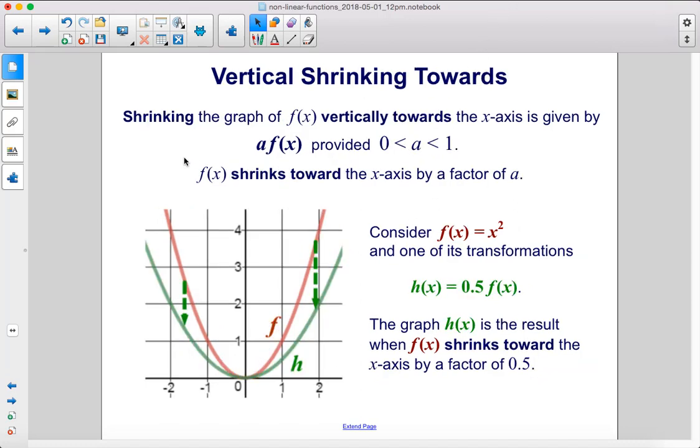Shrinking the graph of f of x vertically towards the x-axis is given by a times f of x, provided that a is between 0 and 1. F of x shrinks towards the x-axis by a factor of a. Consider f of x equals x squared, here in red, and one of its transformations, 0.5 times f of x. The graph h of x is the result when f of x shrinks towards the x-axis by a factor of 0.5. So you have our original graph in red, and then it shrinks towards the x-axis.